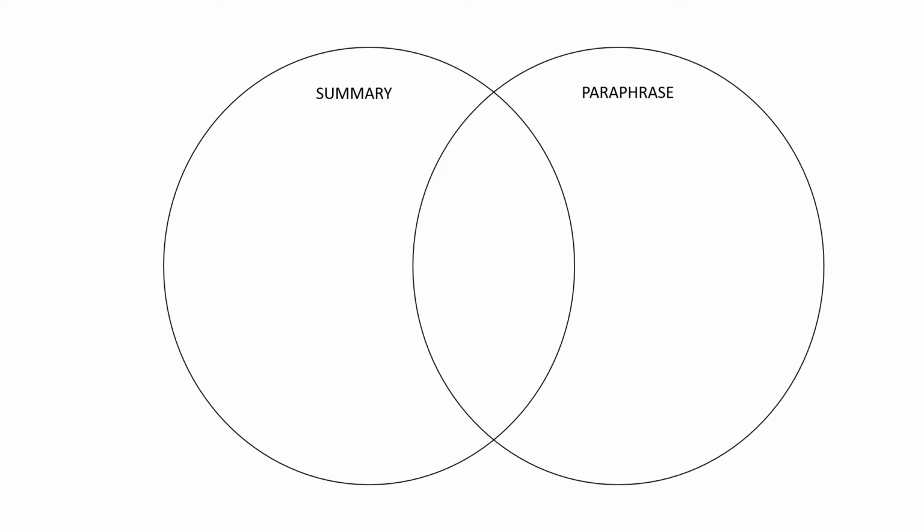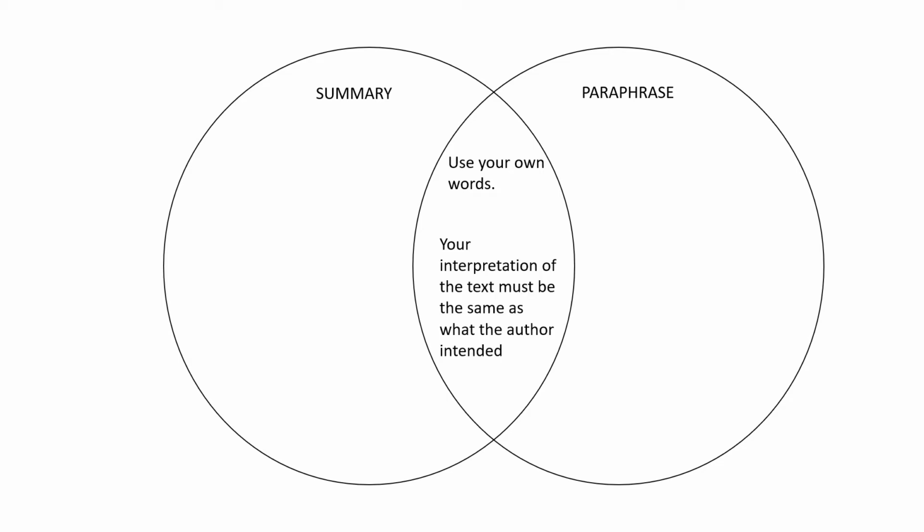If you remember, when we summarize or paraphrase, for both, we always use our own words. And when you summarize and paraphrase, you want to make sure your interpretation of the text is the same as what the author intended. Now, if you remember, a summary is always shorter than the original text. However, a paraphrase can be longer or shorter than the original text. So length in a paraphrase is not really an issue.